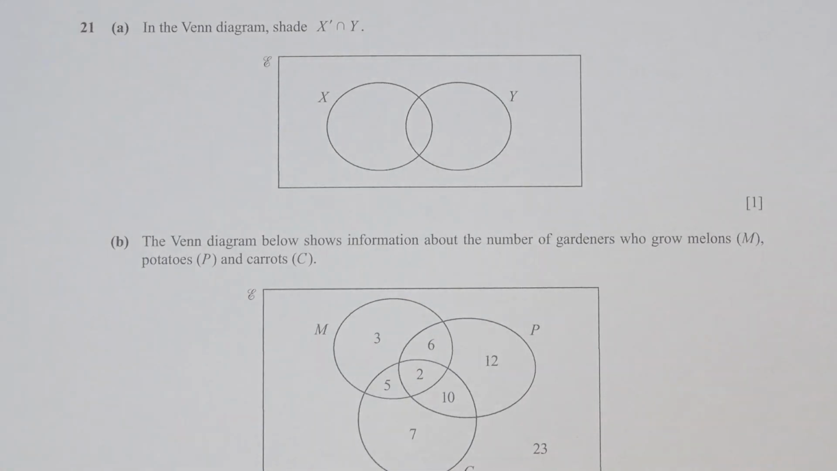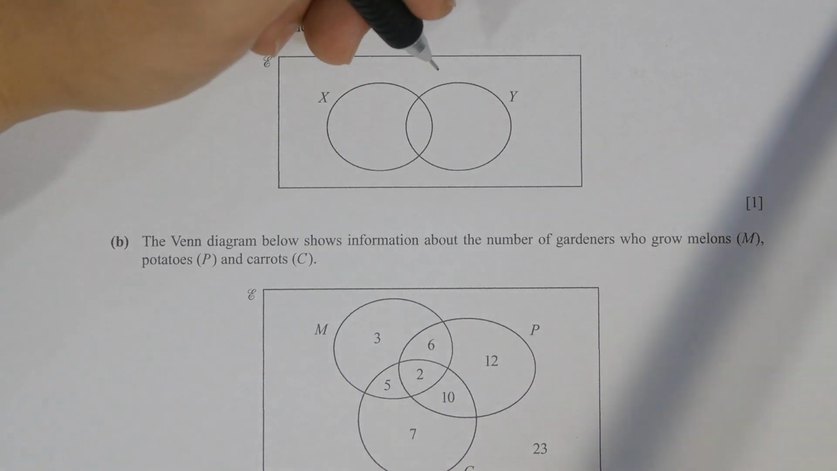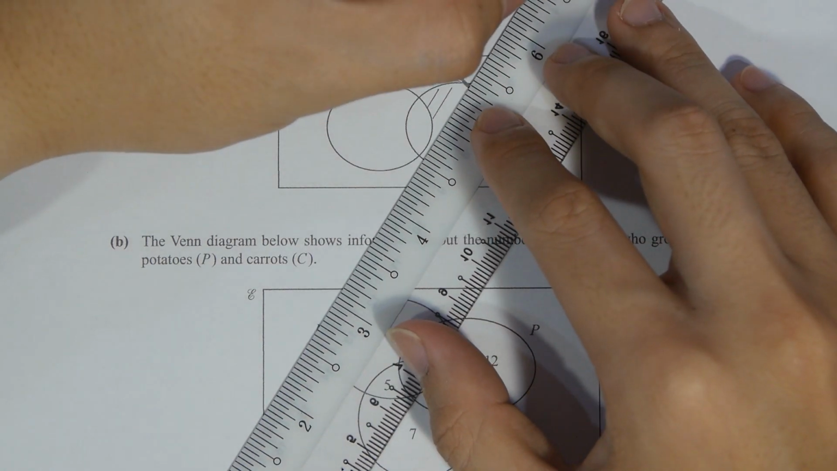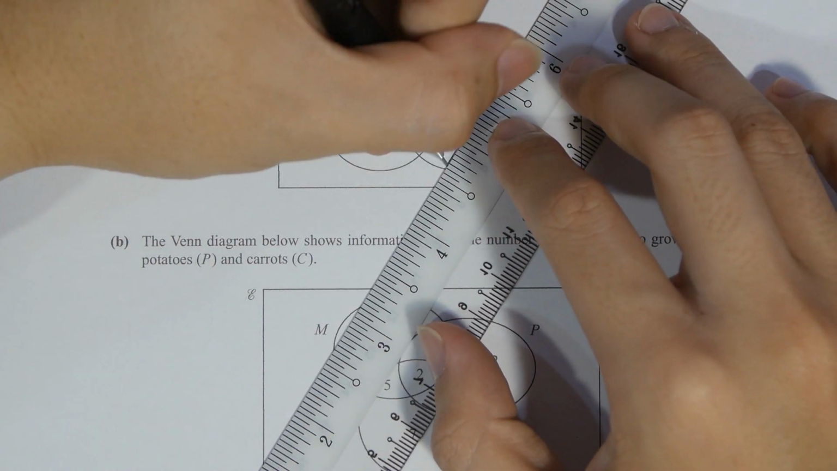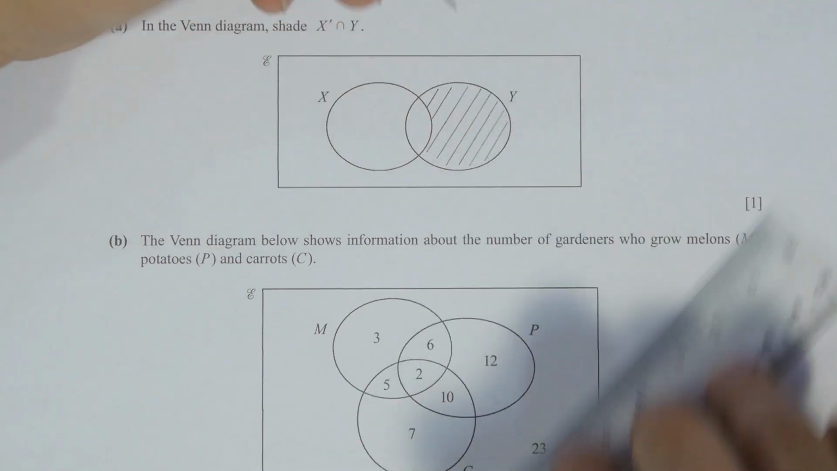So, question 21a. Pretty straightforward. I have already shown you the workings at the side. You should be able to identify the shaded area.